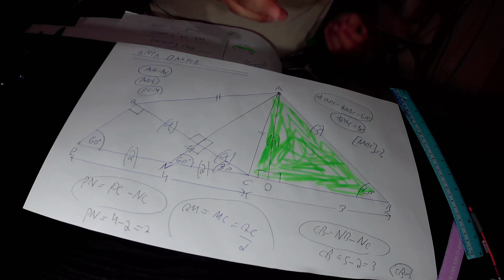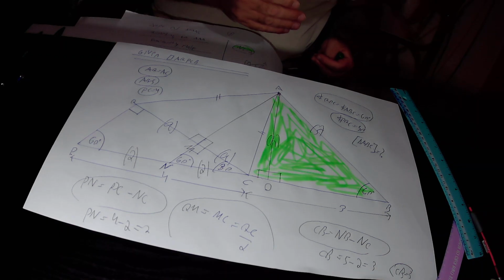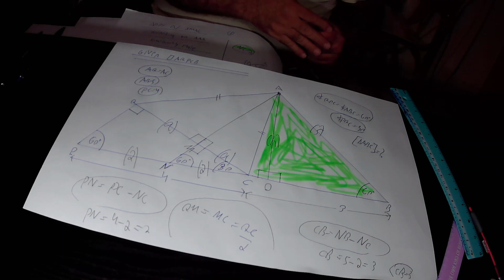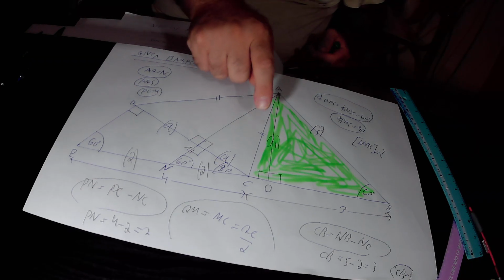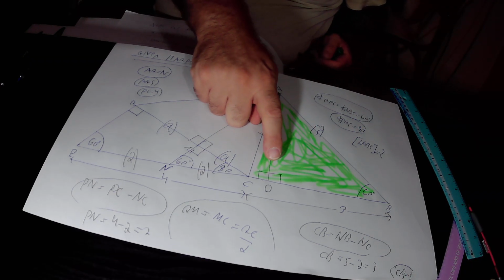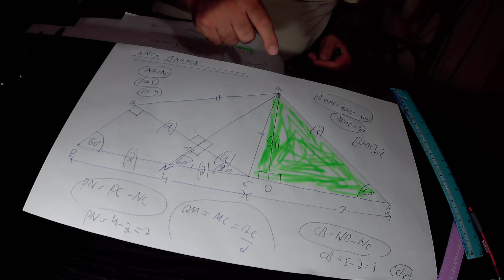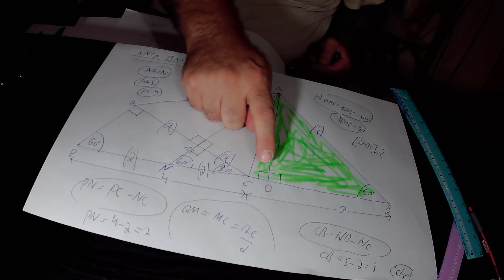Our task is to find out the area of this green triangle ABC. In order to do that, we have to find the height of this green triangle ABC. So from point A, we go perpendicular to the base CB. This angle equals 90 degrees, and this angle also equals 90 degrees according to our construction. We define the touching point of the perpendicular from point A and side CB as point O.